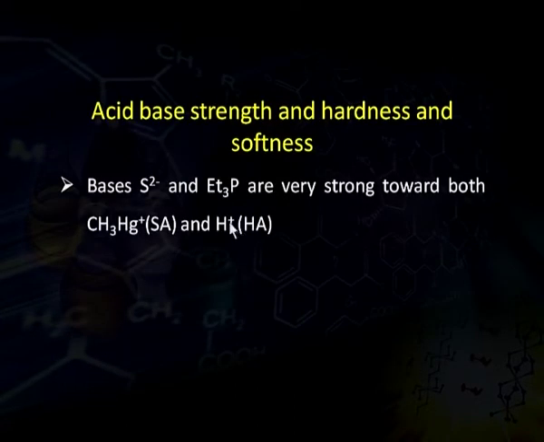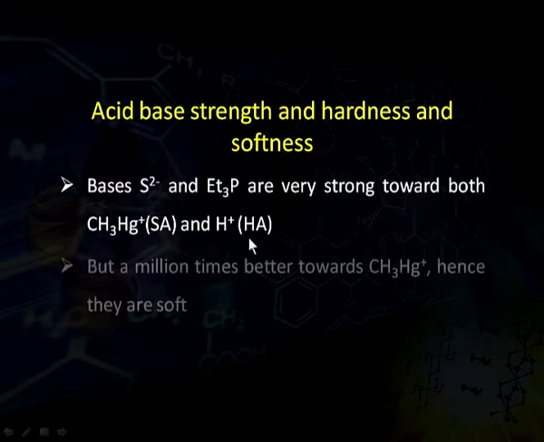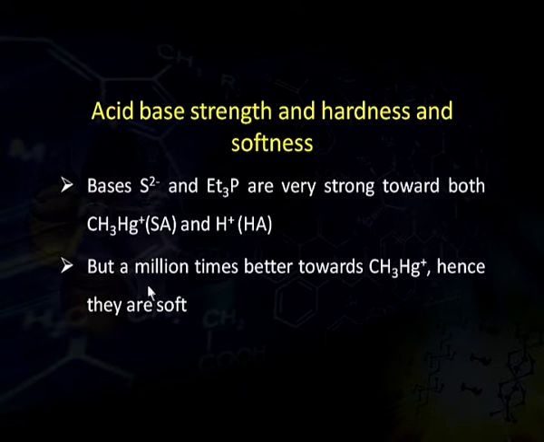Bases sulfite and triethylphosphine are very strong towards methyl mercury cation, which is a soft acid, and proton, which is a hard acid. But we find that it is a million times better towards methyl mercury cation. Since it is better towards methyl mercury cation, which is a soft acid, these are classified as soft, because as I have already mentioned, a soft acid will form a stable complex with a soft base.